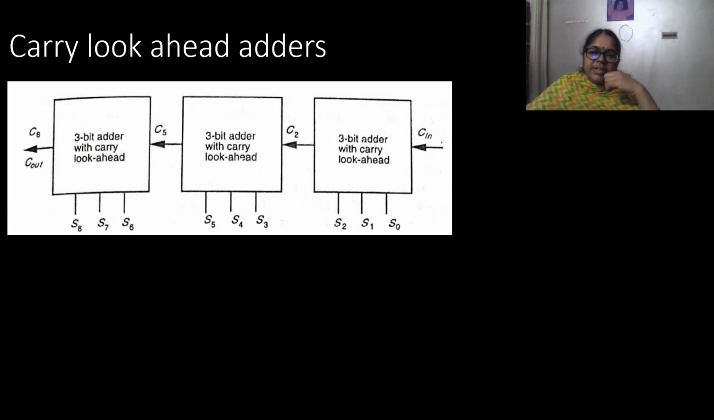Now, if the number of bits to be added is more, then you can have a cascade of carry look ahead adders. Here, this particular block diagram shows 3-bit carry look ahead adders being cascaded. So you have 3 such blocks, which means a total of 9 bits addition is being performed, each block performing addition of 3 bits. So C8 is the final output carry and S0 to S8 are the sum bits which have been generated.